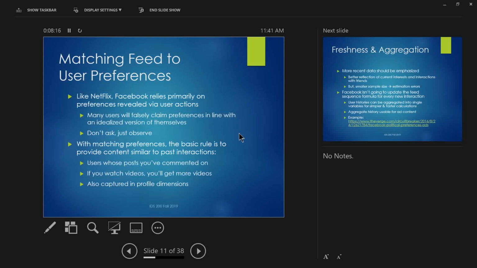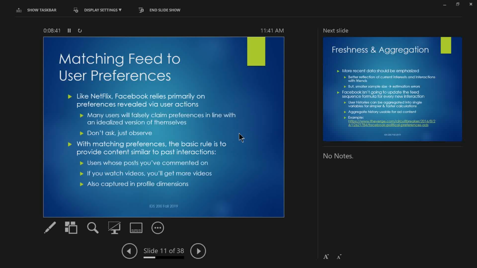A lot of users are going to falsely claim preferences that correspond to some idealized version of themselves. They're going to say, well, 20 years ago I watched a Best Picture movie, and I guess it was all right. So I'm going to say that I like that, just so this anonymous, robotic questionnaire doesn't think I'm some kind of low-class person. But that's how people think.